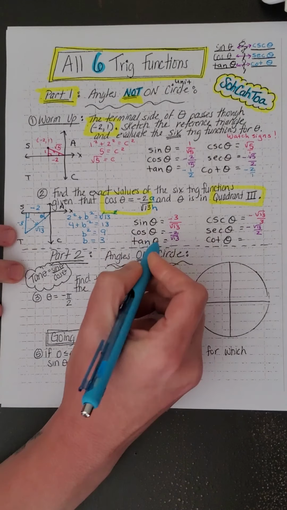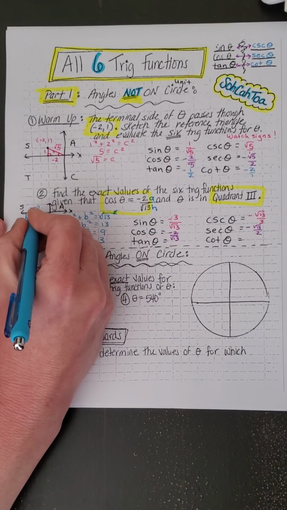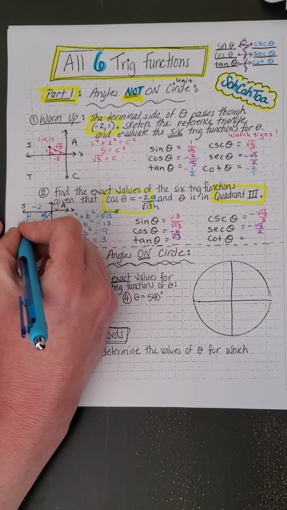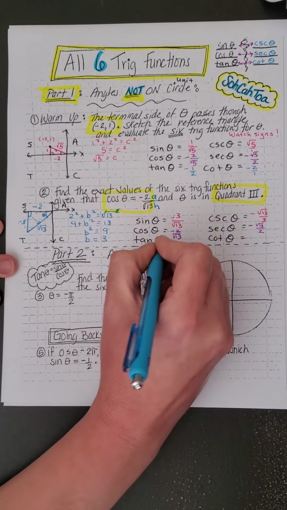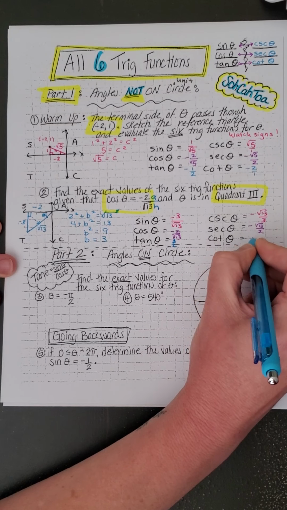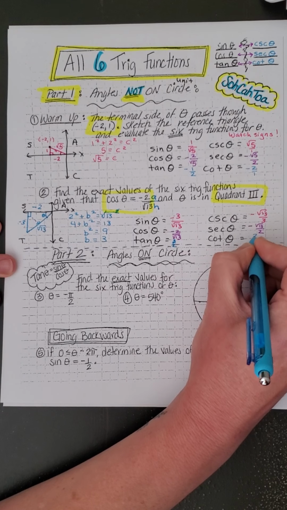And finally, tangent. Tangent would be opposite over adjacent. And so you can see why this will be positive. Negative 3 over negative 2 would be positive 3 over 2. And then cotangent will be the reciprocal, which would be 2 over 3.